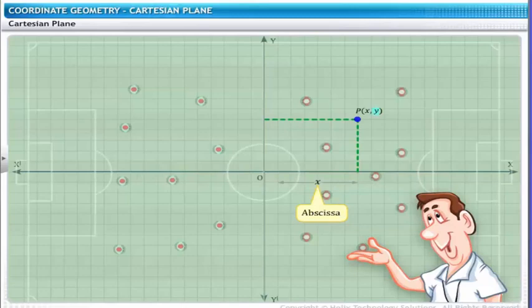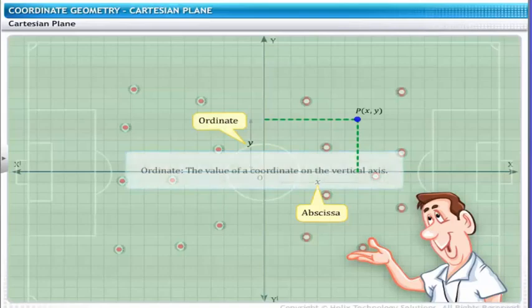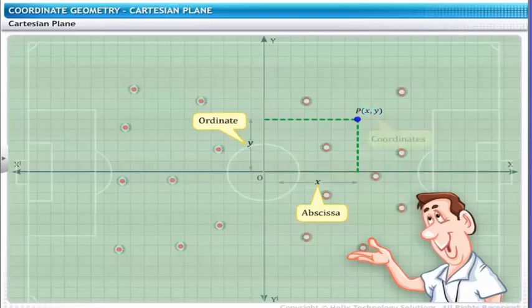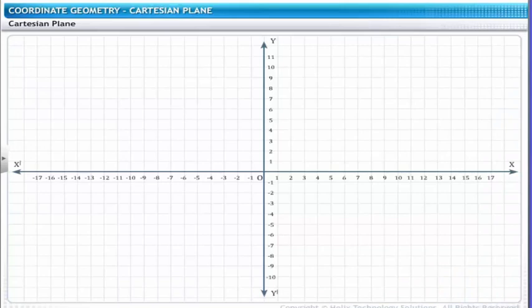Similarly, y is the y-coordinate or ordinate. Ordinate is defined as the value of a coordinate on the vertical axis. Thus, (x, y) is called the coordinates of point P. In a graphical figure on the Cartesian plane, a point on the x-axis has the coordinate (x, 0).